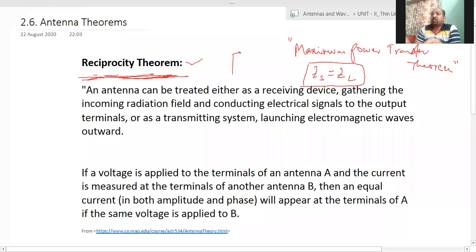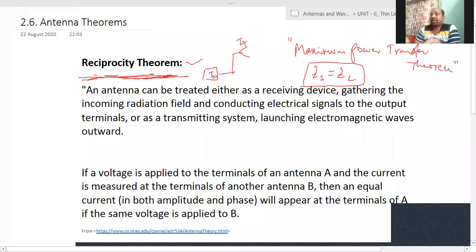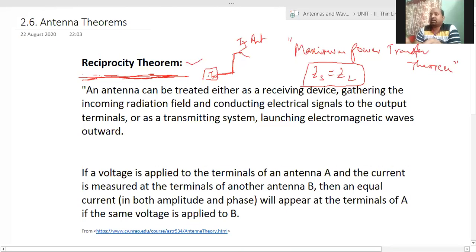We know the transmitting antenna. So this is the transmitting antenna, and this is the transmitter, and a transmission line is connected between the transmitter and the transmitting antenna. So from the transmitter to the transmitting antenna, maximum power will be transferred when the impedances are matched. When the impedance between the output of the transmitter and the input of the antenna is matched, then maximum power will be delivered to the input terminals of the antenna.